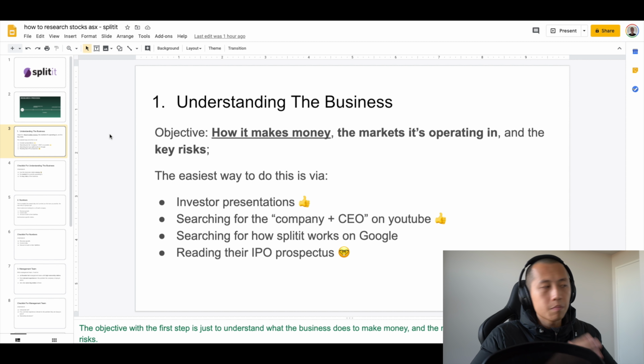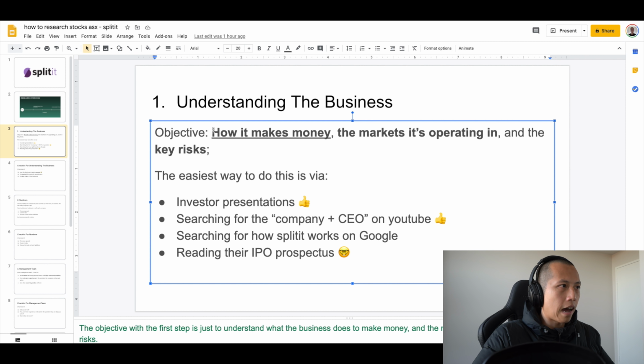When it comes to the first step, all we're really trying to do is just to find out how it makes money. And the easiest way to do this is either via investor presentations, any kind of YouTube videos where the CEO talks about the company. And if you're really nerdy, we can read the IPO prospectus. So let's do this together.